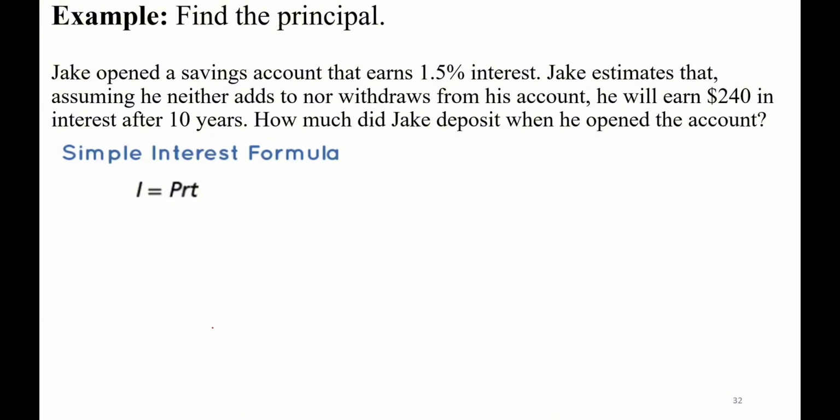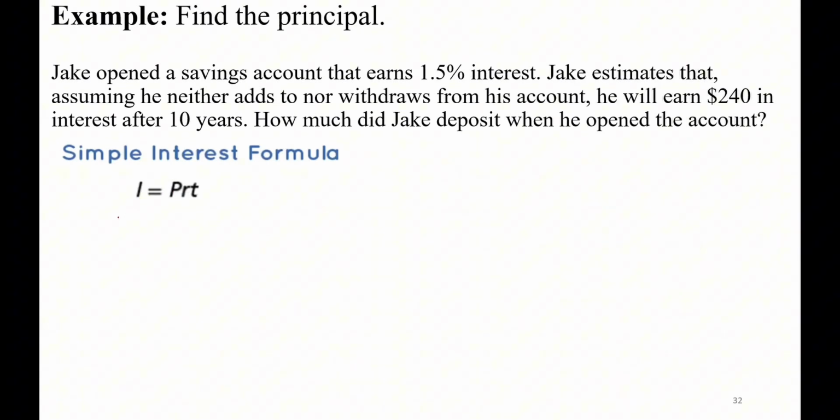So basically, what this is asking is, what is the principal? The principal here is the money that he deposited at the beginning when he opened the account. Given the interest rate, the interest, and the number of years, how can we find the principal? As we said, we are going to use the simple interest formula. The formula says I equals P times R times T. I represents the interest, which equals the principal times the rate times the time.